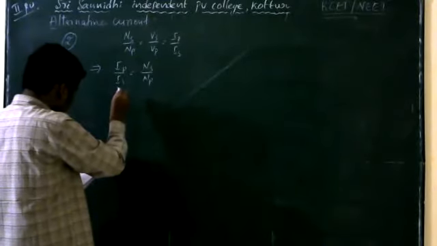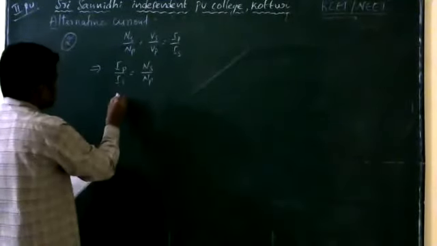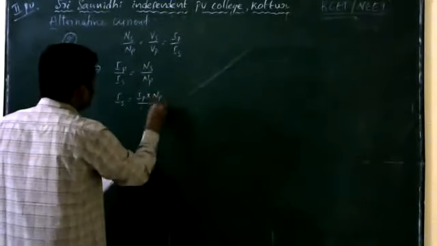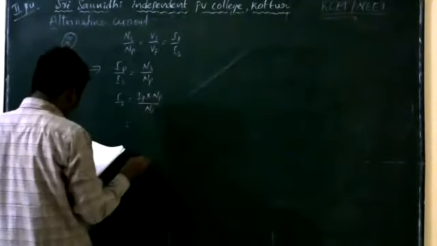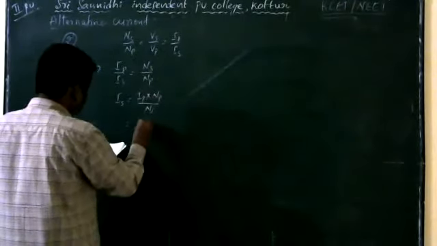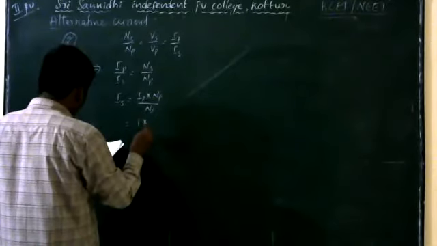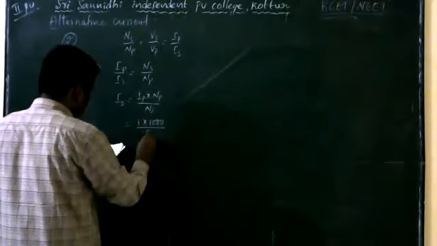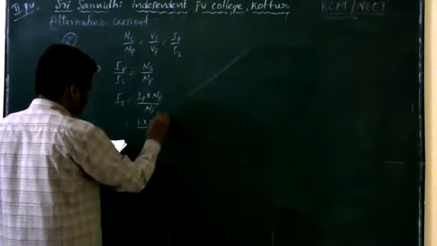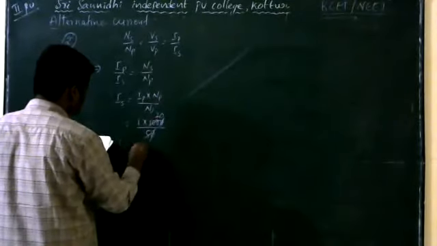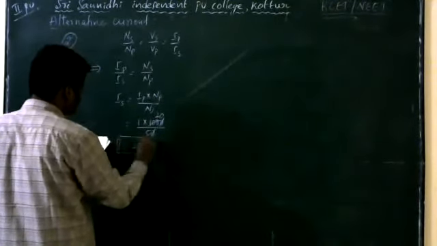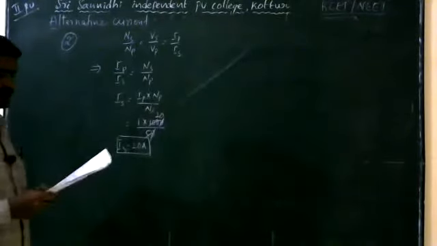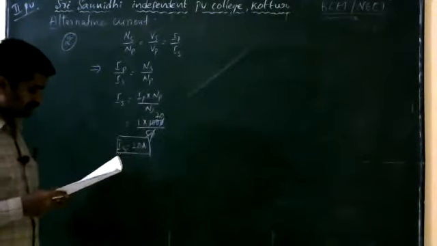If the transformer is connected to 220 volt, 1 ampere, then you can calculate IS is equal to IP into NP divided by NS. IP is how much? 1 ampere, NP primary turns 1000 divided by NS 50 turns. So IS is equal to 20 ampere. So option B is the right answer.